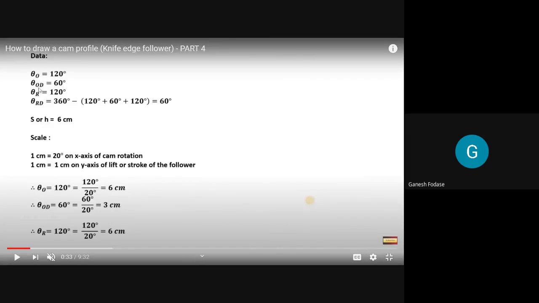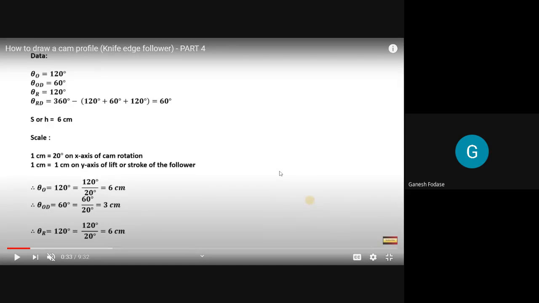Then during dwell, the angle turned by the cam during the dwell period is 60 degree, while the angle turned by the cam during return stroke is 120 degree. And the remaining angle, since total rotation is 360 degree: for 120 degree it rises, for 60 degree there is dwell, for the next 120 degree there is return, while the remaining angle is again dwell period. Means the follower rises, then there will be a stationary follower, then return, and again dwell.